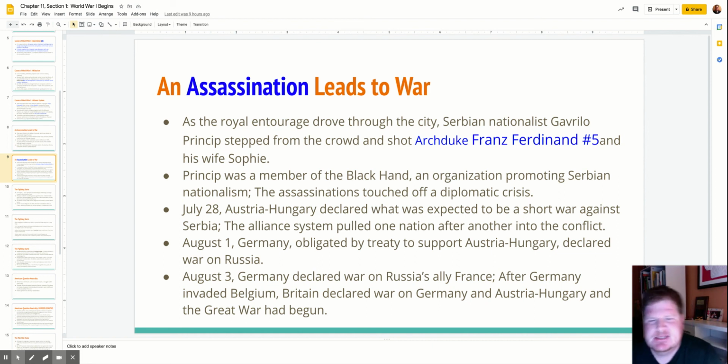an organization promoting Serbian nationalism. The assassinations touched off a diplomatic crisis. On July 28th, Austria-Hungary declared what was expected to be a short war against Serbia. The alliance system pulled one nation after another into conflict, and by August, Germany, obligated by treaty to support Austria-Hungary, declared war on Russia. Then that caused a domino effect, because Russia declared war on Germany on August 3rd. We see France gets into it. Then Germany invaded Belgium, which was Britain's ally, and they get into the war. So next thing you know, domino effect, we've got World War I.